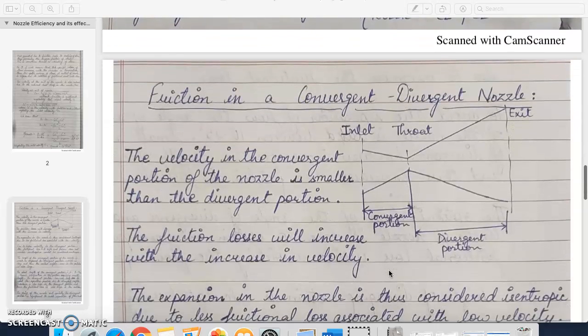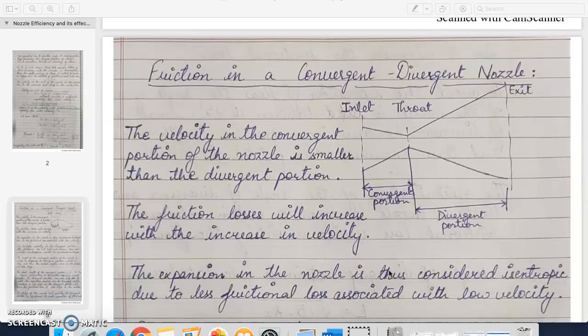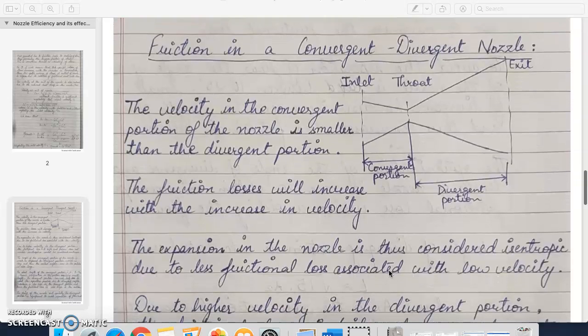Now we'll discuss some basics about the friction in the convergent divergent nozzle. So what is a convergent divergent nozzle? We have already discussed this in the classification of the nozzles. A convergent divergent nozzle is one which has a convergent section and then further has a divergent section, as shown in this figure. This is the inlet, this is the exit, and the portion with the minimum area in the center is known as the throat.